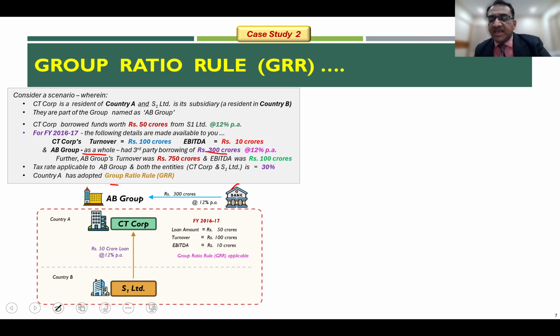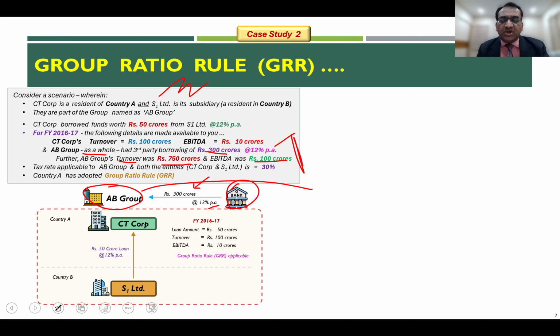So AB Group has taken an external third-party borrowing, say from a bank, of 300 crores at an interest rate of 12%. Further, AB Group's turnover for this year was 750 crores and EBITDA was 100 crores. Now we have seen that when you apply the group ratio rule, you have to compute at the group level what your net interest to EBITDA ratio is.